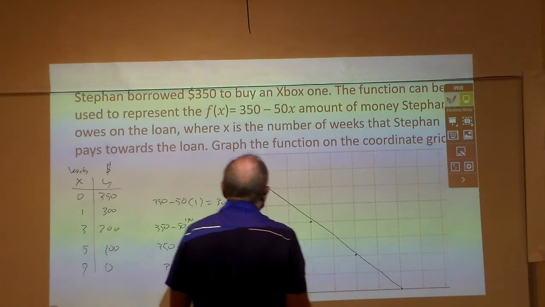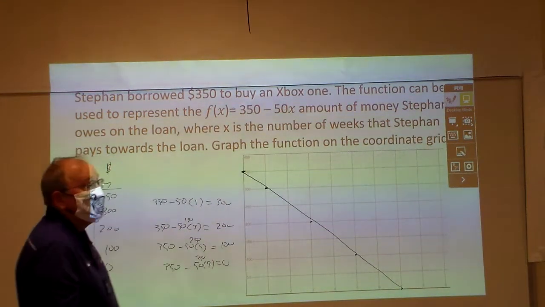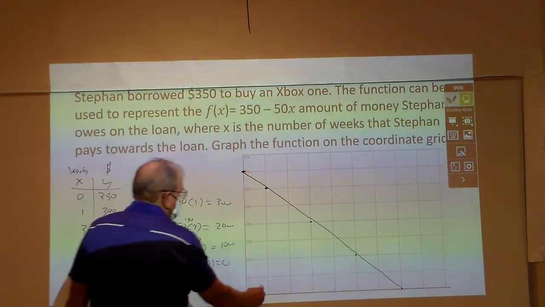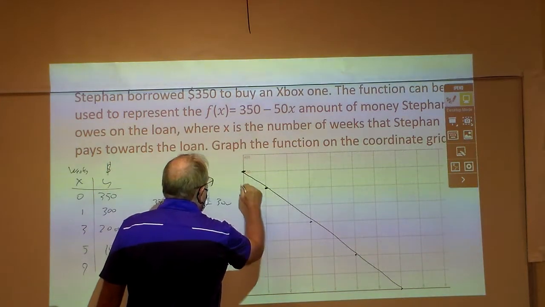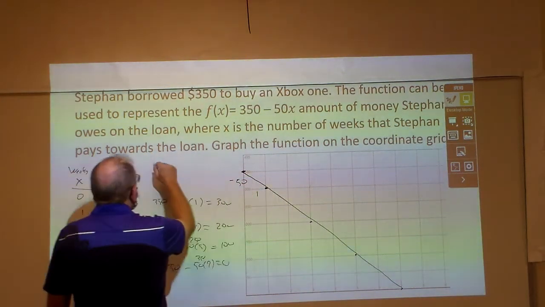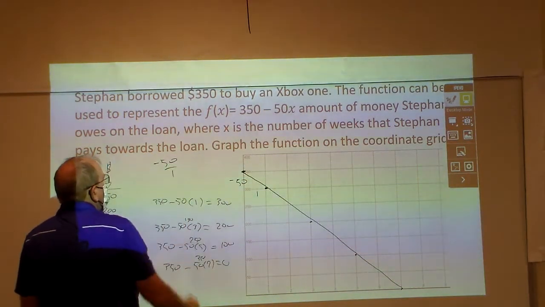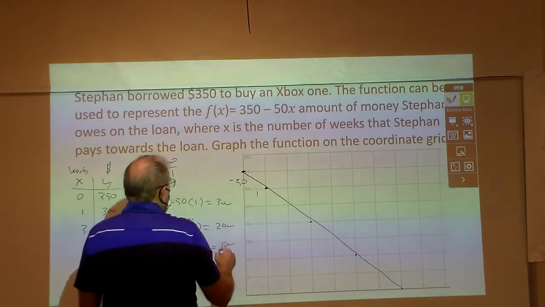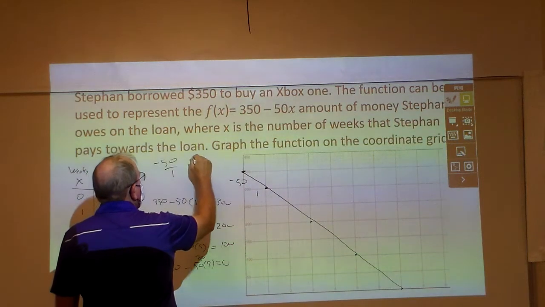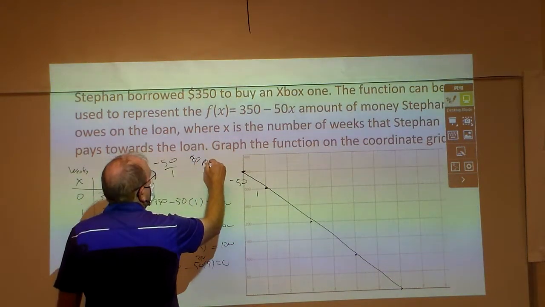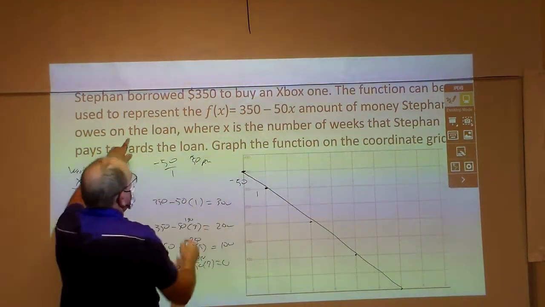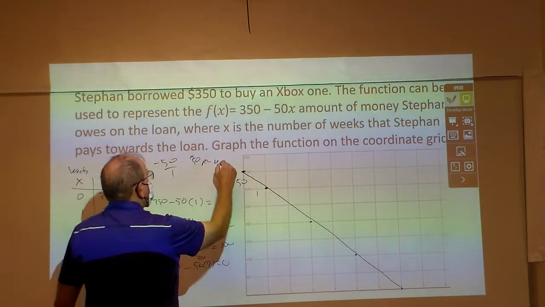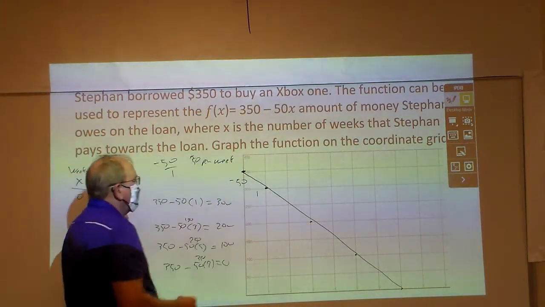To graph it, here are things that we should know about. The slope: as I went over 1 unit, it went down 50. So the slope is like negative 50, might be written like that. It could be written as he paid back $50 per how often? Amount of money, number of weeks. It'd be $50 per week. That could also be the slope.